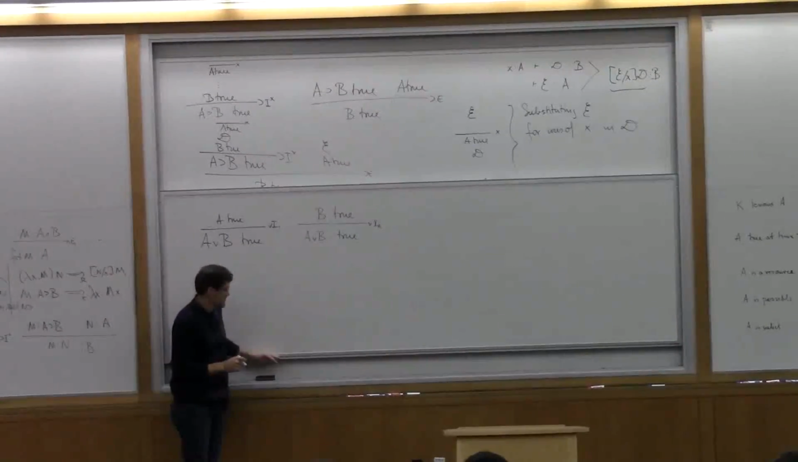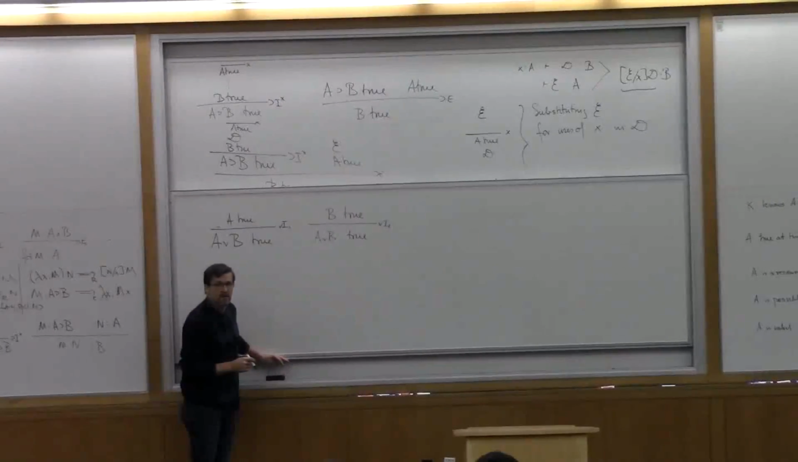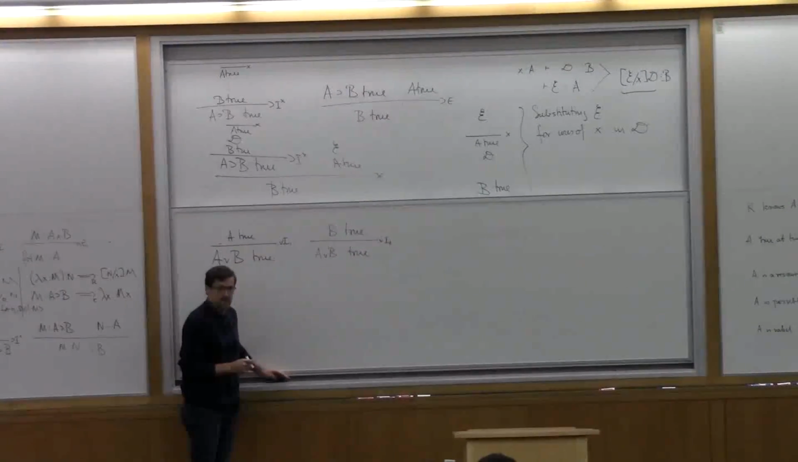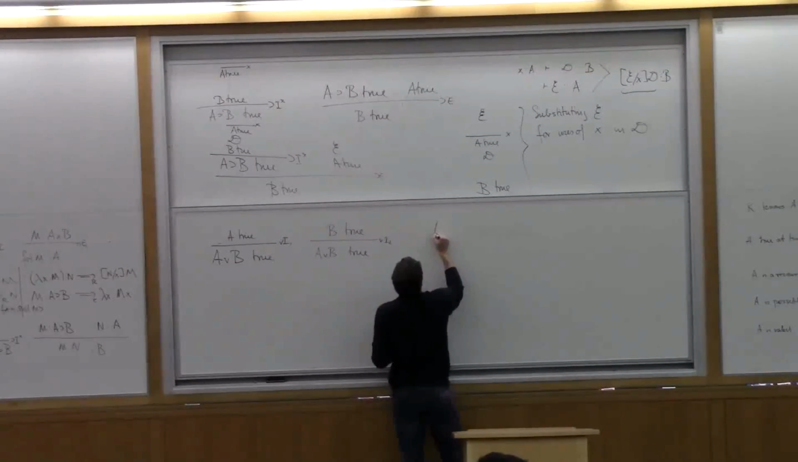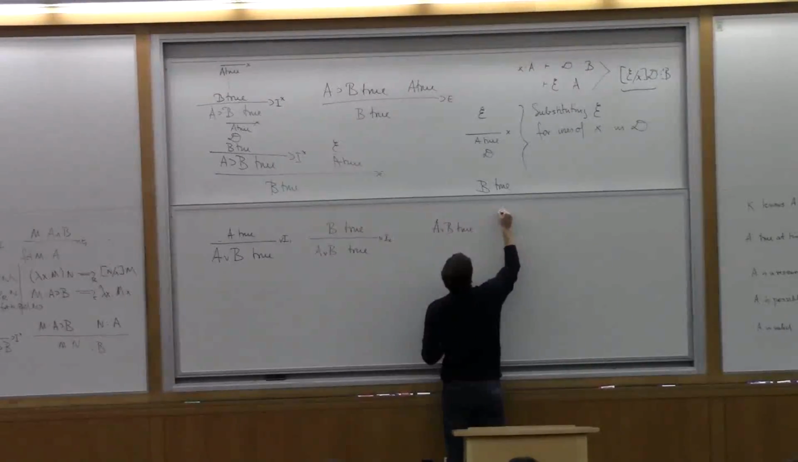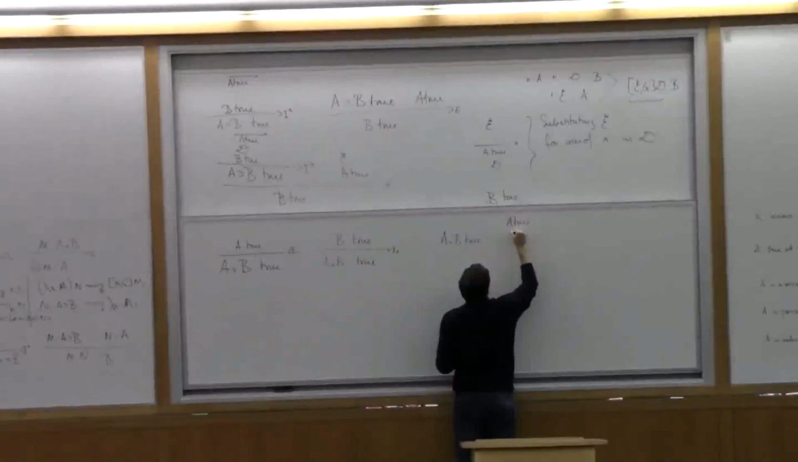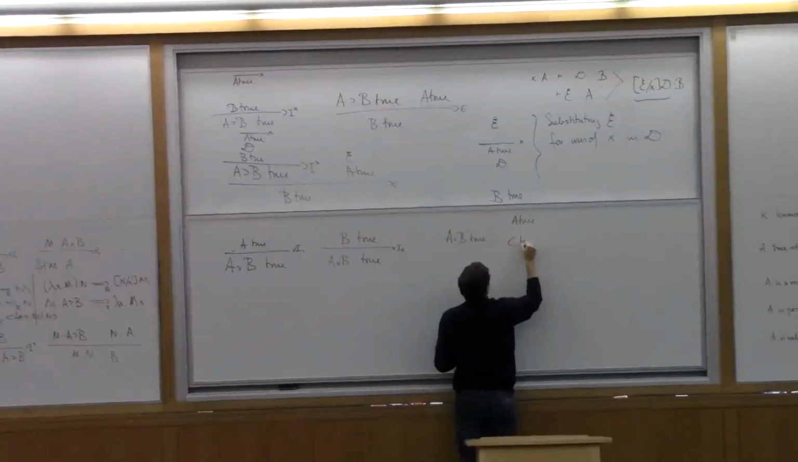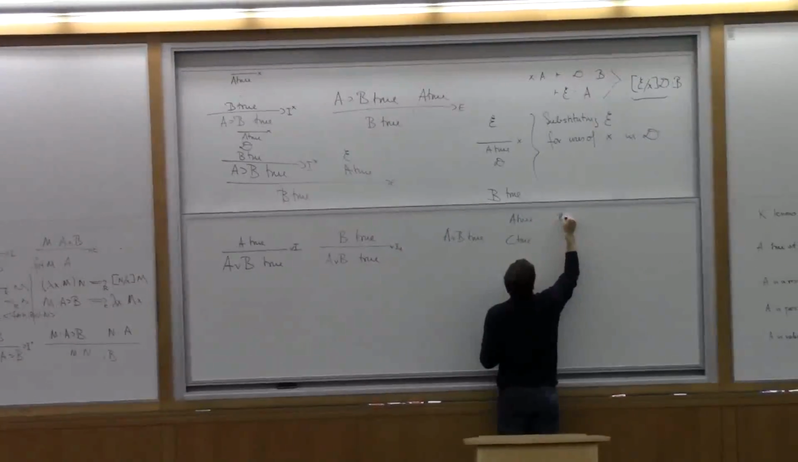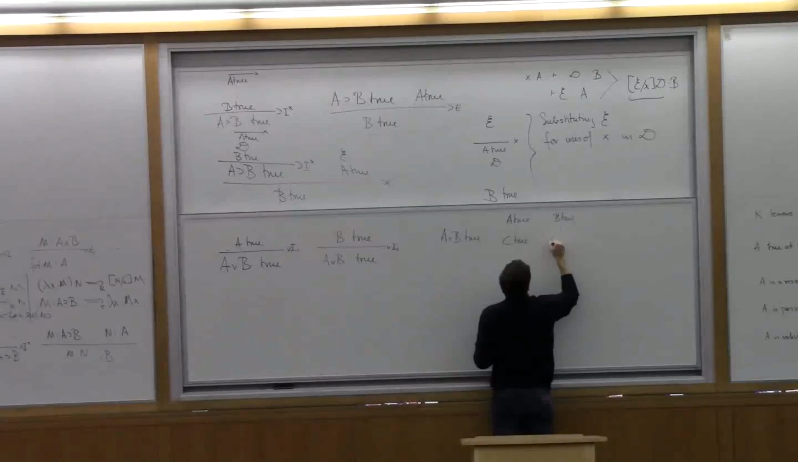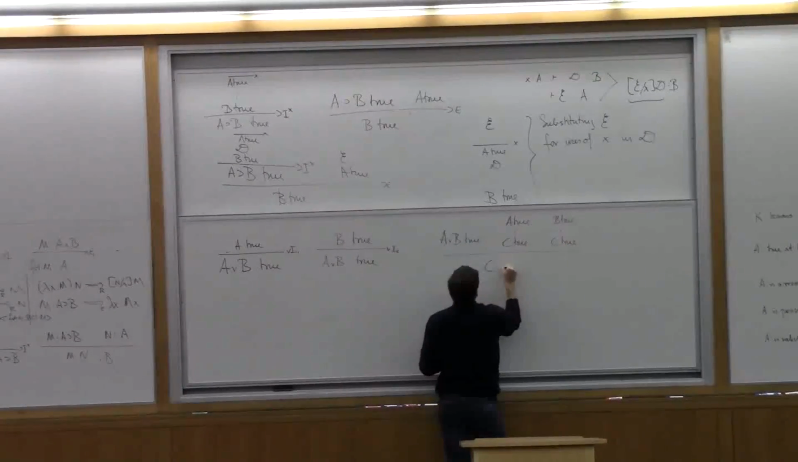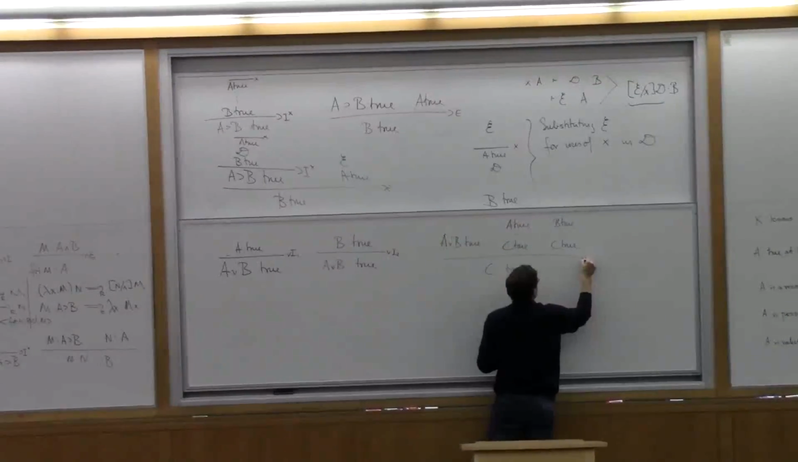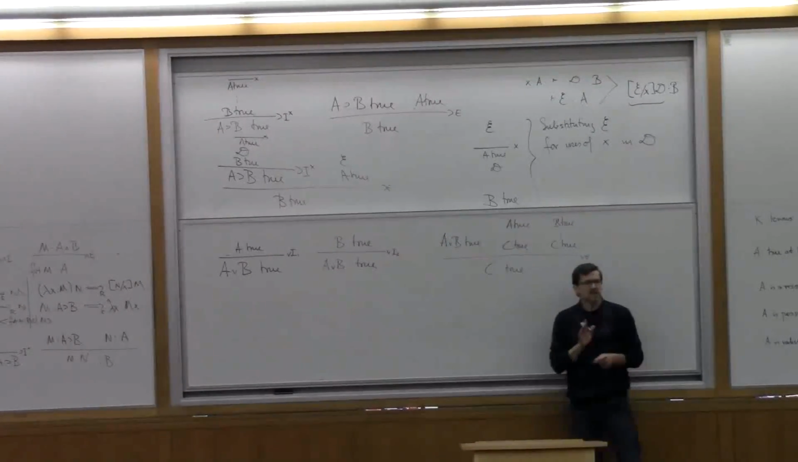Under the assumption that A is true, you can prove C. And likewise, under the assumption that B is true, you can prove C. So the assumption is A is true, prove C, and B is true, prove C, and then we can prove C. That's or elimination. Now we need to be careful about the scope.